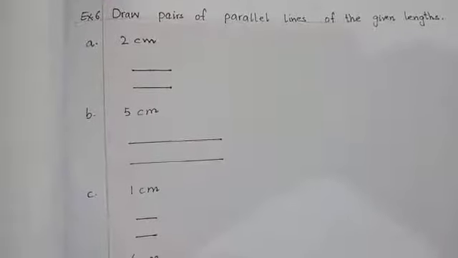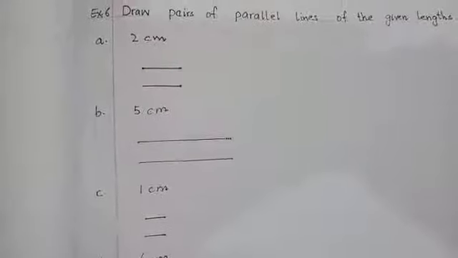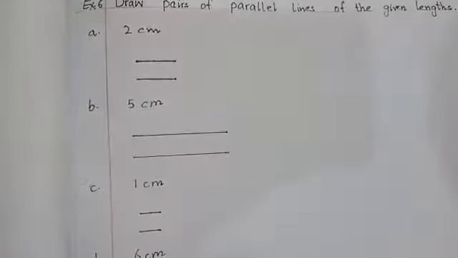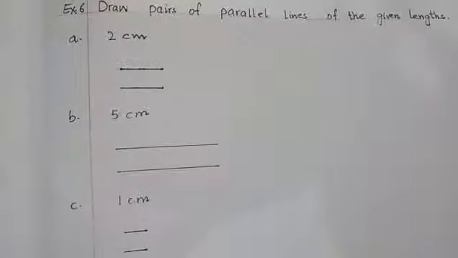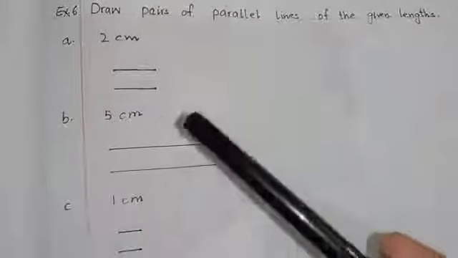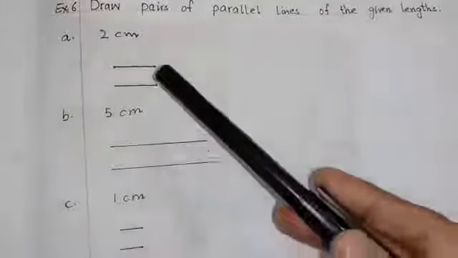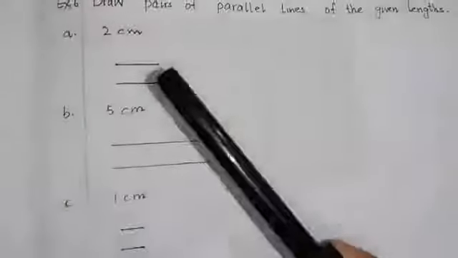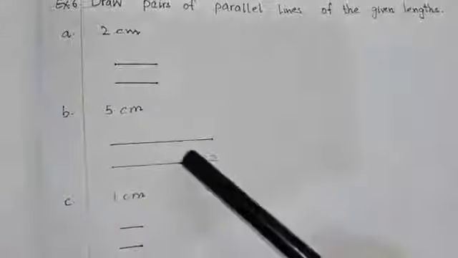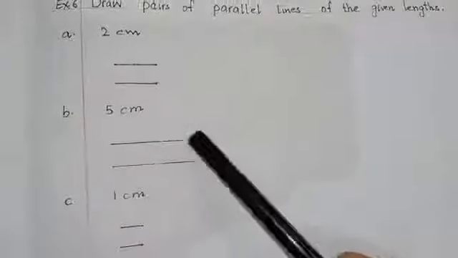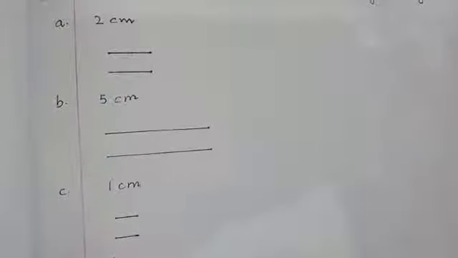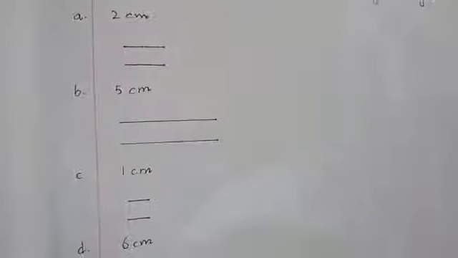Students, you will solve remaining two parts E and F by yourself. I hope you will understand how to draw parallel lines of the given lengths with the help of a scale. And students, one more thing, you can also draw parallel lines of the given lengths with the help of color pencils. Like it's 2 centimeter, you can draw these two lines with red color or green color, and the length of 5 centimeter, these two lines with yellow color. It's up to you, okay? But use only color pencils, not color markers. And also draw very neatly, okay?